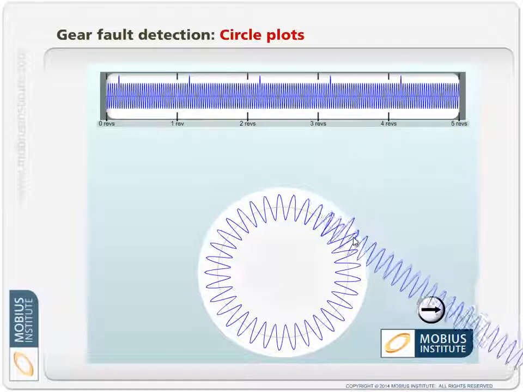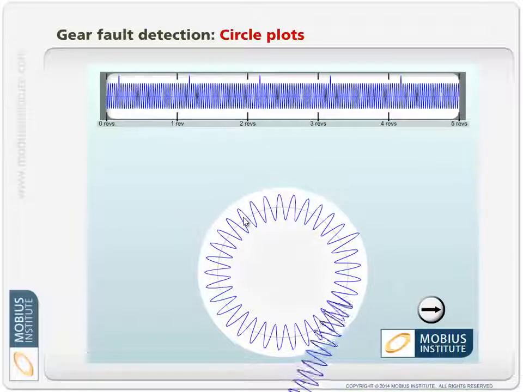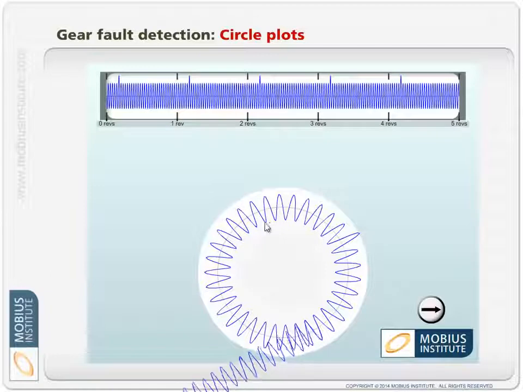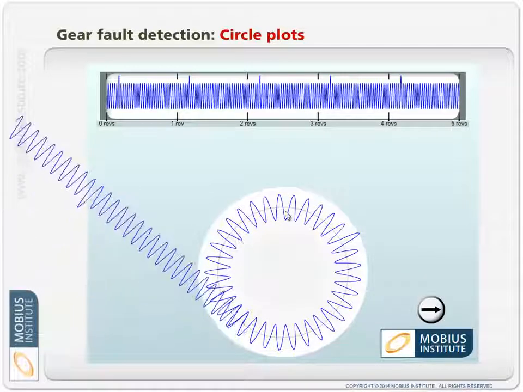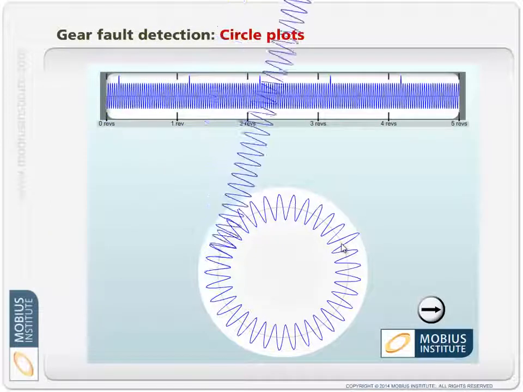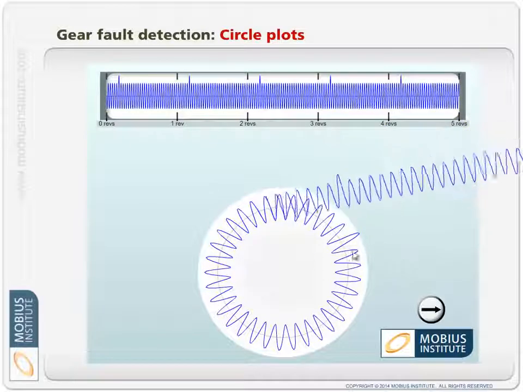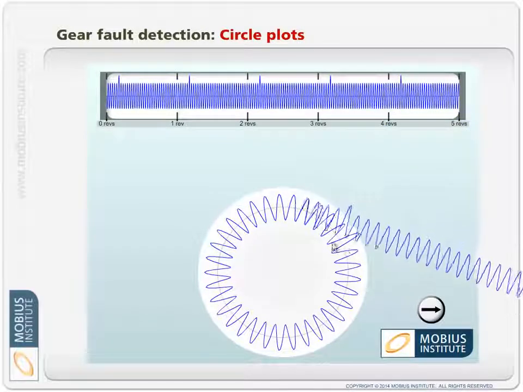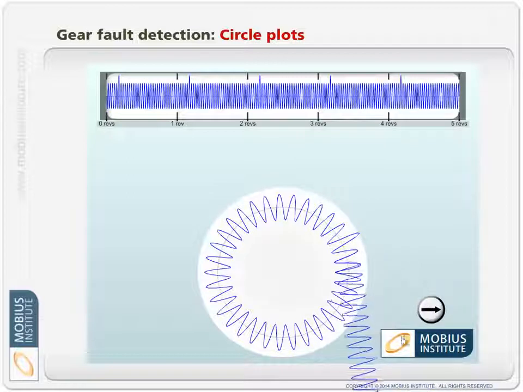So if you look at a real circle plot from a machine with a damaged gear, a damaged tooth, you will see some normal amplitude vibration around the plot, but in one spot you'll see this big spike. If there were 2 teeth next to each other, you might see a broader spike here, or even 2 spikes. But let's say there was a damaged tooth, and then there were a few good teeth and another damaged tooth, and you'd see a spike here and a spike there.